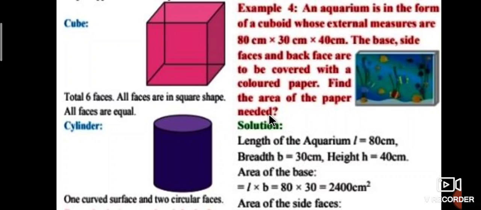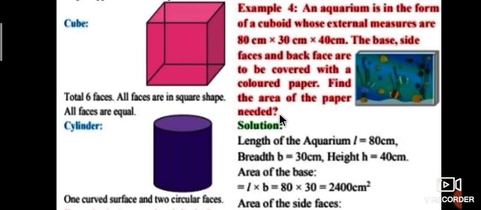Okay. Next, an aquarium is in the form of a cuboid whose external measures are 80 centimeter into 30 centimeter into 40 centimeter. The base, side face and back face are to be covered with a colored paper. Find the area of the paper needed.